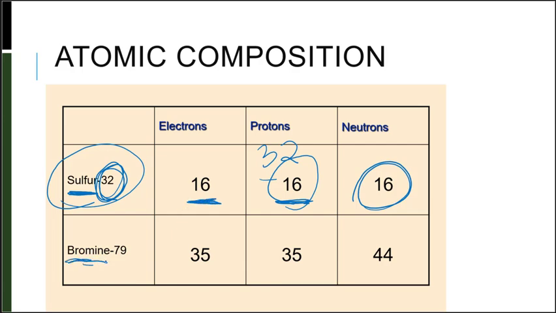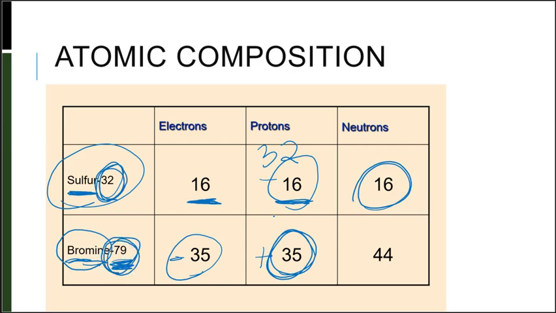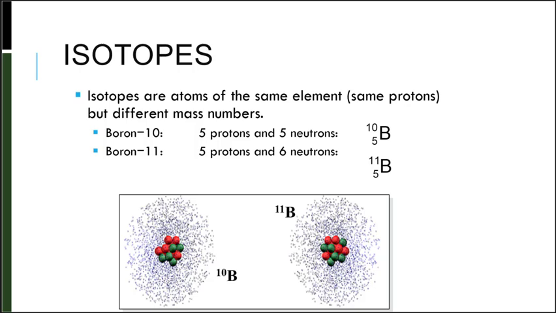Bromine-79, look at the periodic table. Bromine's atomic number is 35, so it has 35 protons. It doesn't say anything about being charged, so 35 protons is 35 electrons. And to find out how many neutrons it has, we take the mass number, 79, subtract 35, and we get 44 neutrons. The last piece to review would be the topic of isotopes.